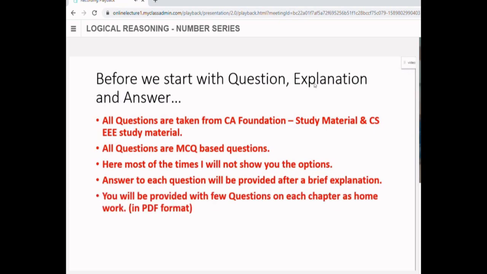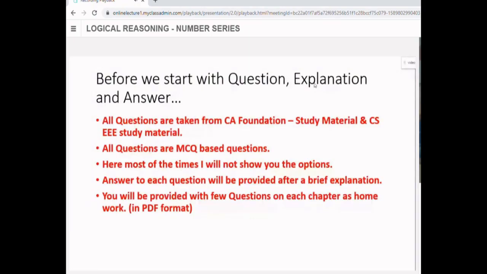You will be provided with a few questions on each chapter as homework in PDF format. We'll be sending you the homework in PDF format. The PDF file of the questions which I'm discussing now will also be given to you. That will come to you before the next lecture. That's sure. You can say by tomorrow evening you should receive this PDF file, with whatever questions we are going to discuss.